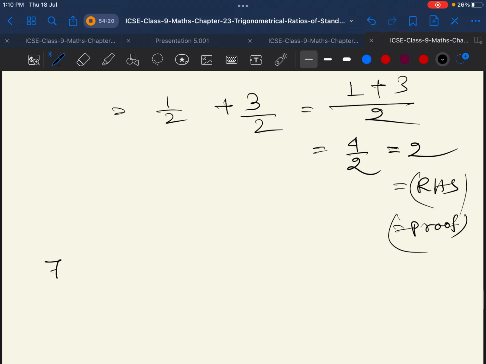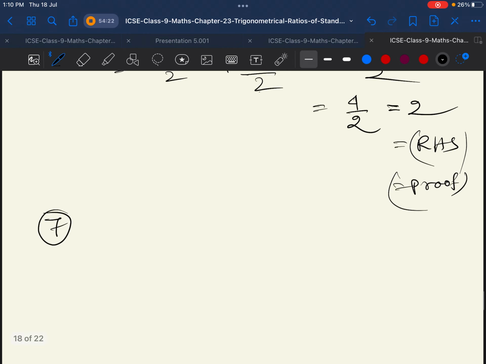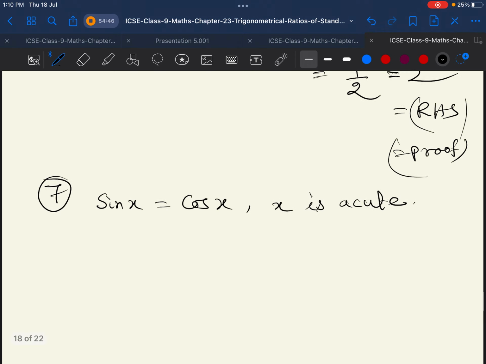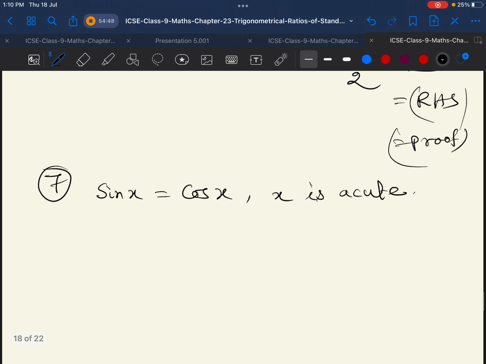Okay, now question number 7. If sin x equals cos x and x is an acute angle, state the value of x. Okay, here sin x equals cos x. Now x is an acute angle. State the value of x.